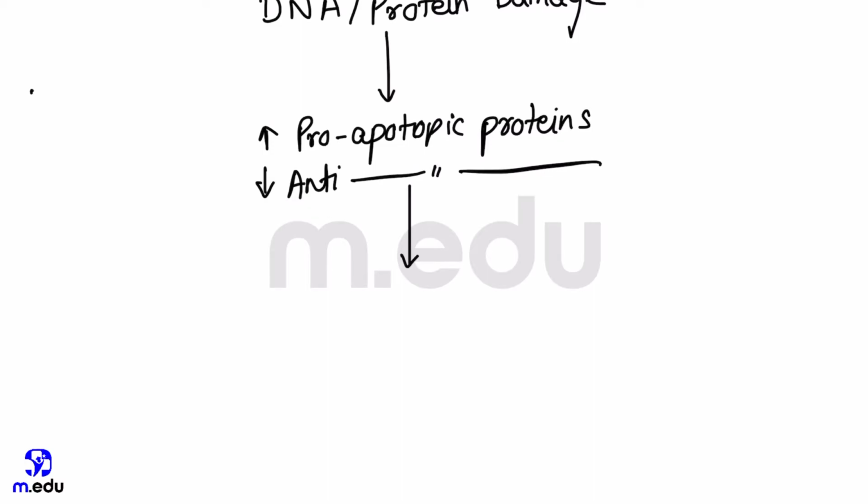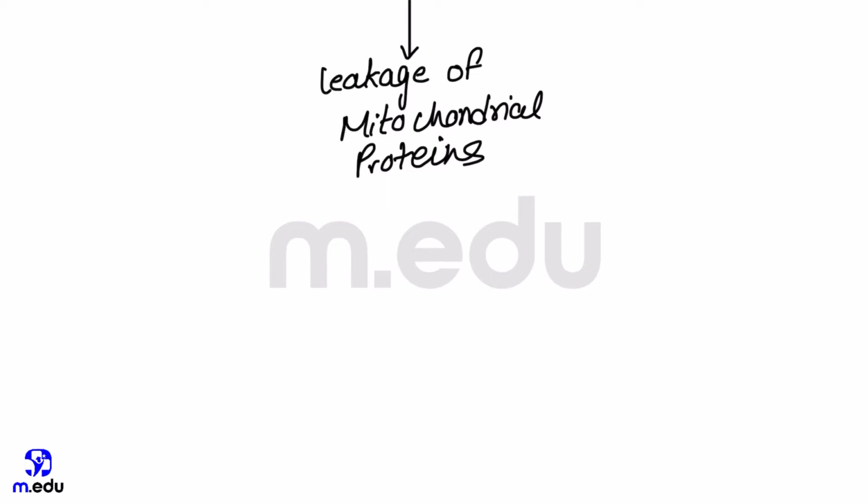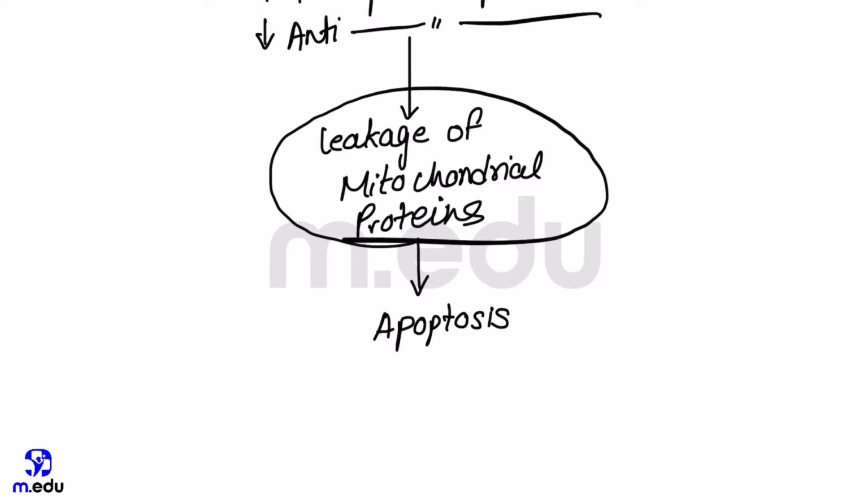So next, there is leakage of mitochondrial proteins. So this will result into apoptosis. So now you may wonder, why is there a leakage of mitochondrial proteins? Well, if you remember, I had told you that there is a formation of mitochondrial permeability transition pore. So this leakage is due to the formation of those pores.